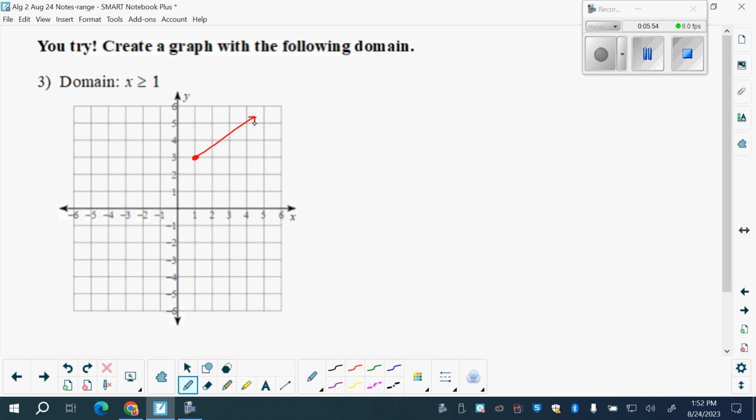Okay, so this is a possible answer. She put a closed circle at the 1, an x value of 1 could be anywhere along here, and then she went to the right. So that line and arrow can go down, it can be a curve, it just has to go in this direction. Okay, on to the next one.